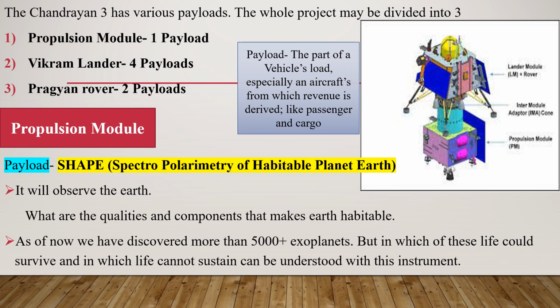As of now, we have discovered more than 5,000 exoplanets, but which of them could support life and on which life cannot survive can be understood with this instrument SHAPE. And SHAPE is able to do this task by studying the visible rays coming from our planet Earth and comparing them with the rays coming from the other exoplanets. Through this, the scientists will be able to identify in which directions they should try to discover the planets in which aliens might be present.